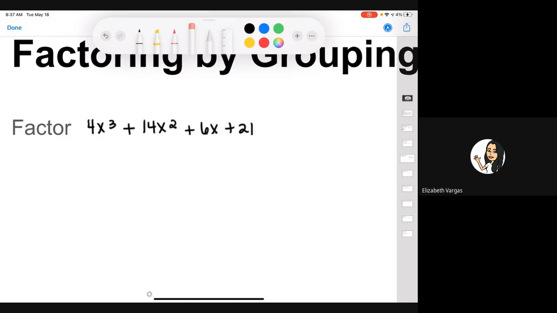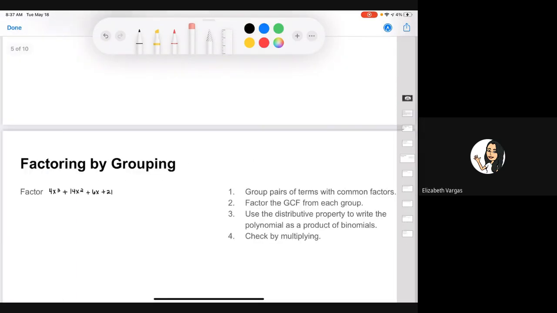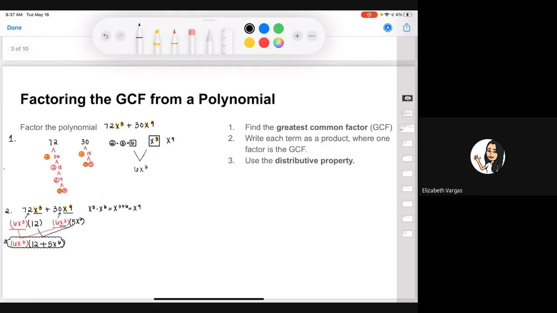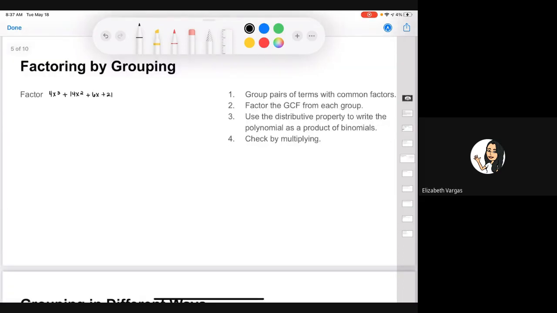The reason we want to first group, that's our first step here. That's the only new step that we've added. The reason that we want to go ahead and group is because it will make it easier for us to factor out that polynomial. Remember that over here we only had 2 terms. Here we have 4 terms. And so grouping them would make it easier for us.